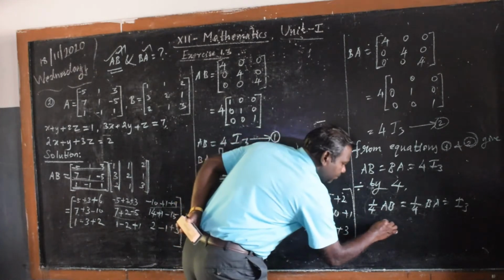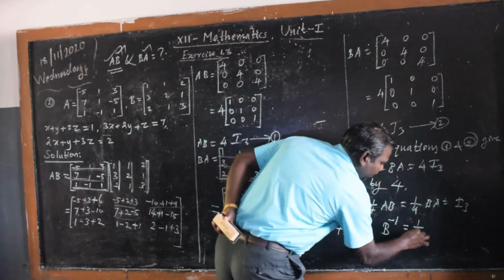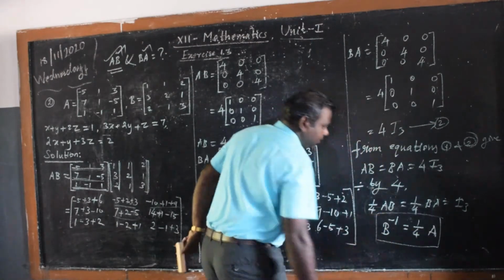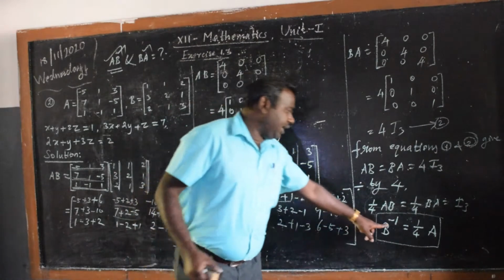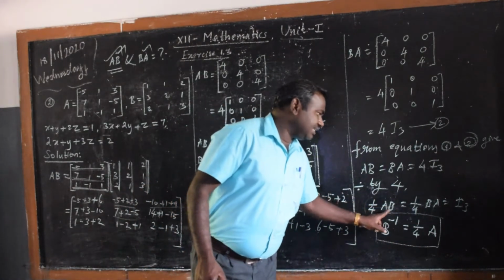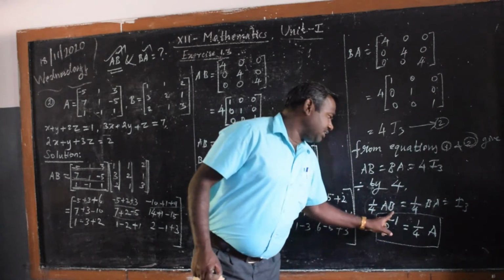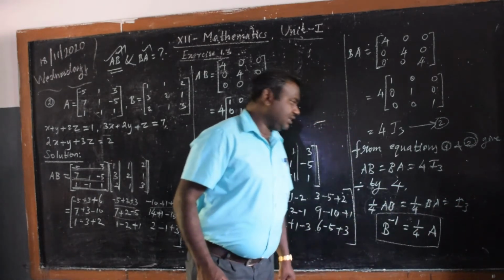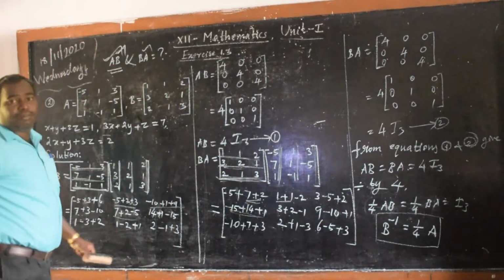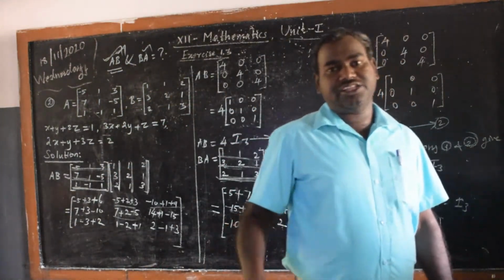So B inverse equal to 1 by 4 into A. This is our common result. So 1 by 4 into A is the inverse of the matrix B here. This is our first answer, the product of two matrices A and B, B and A also.